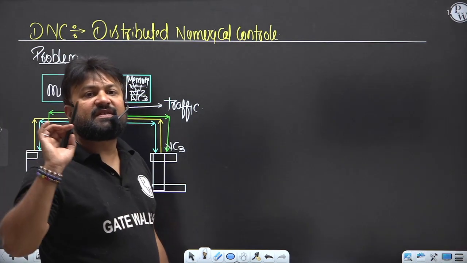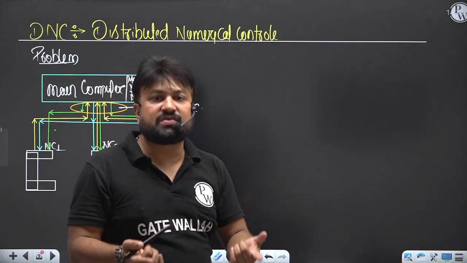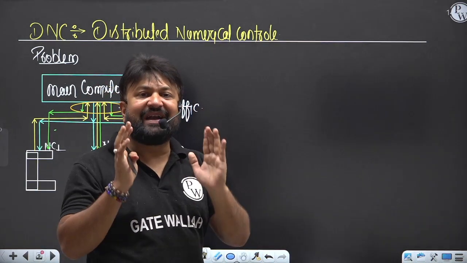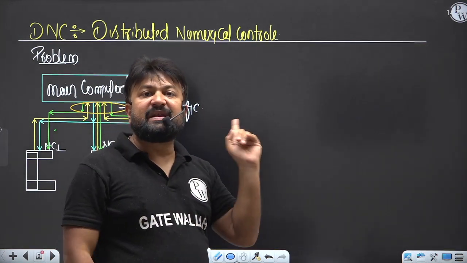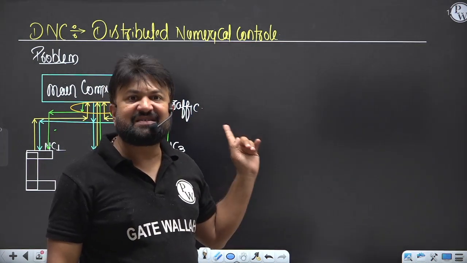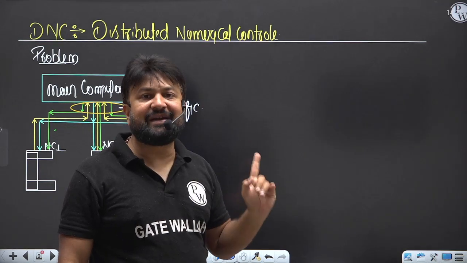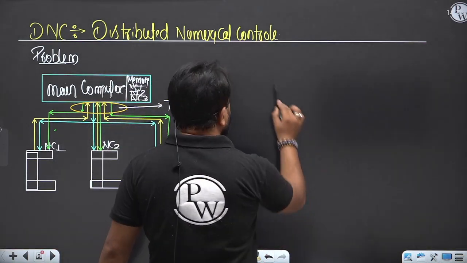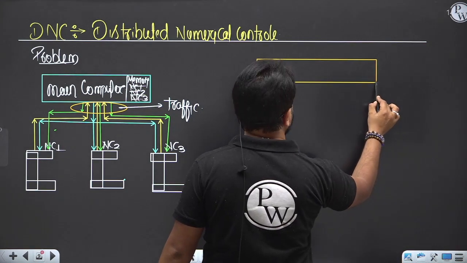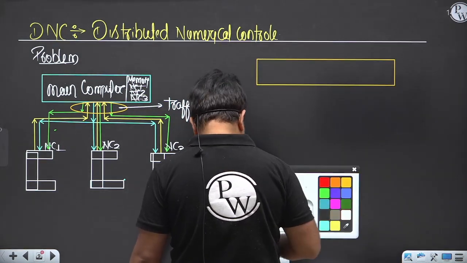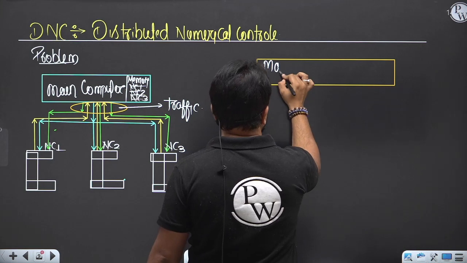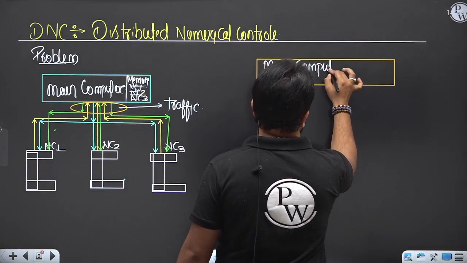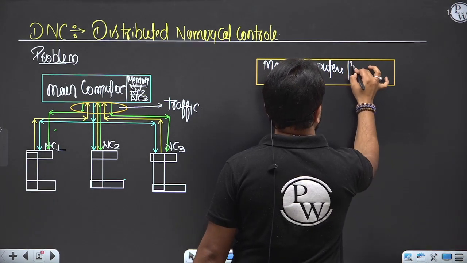So the speed of the system is slow, right? It is difficult to handle the files in a single main computer, my dear. So instead of that, we use distributed numerical control. This is my main computer, and this is the memory section.